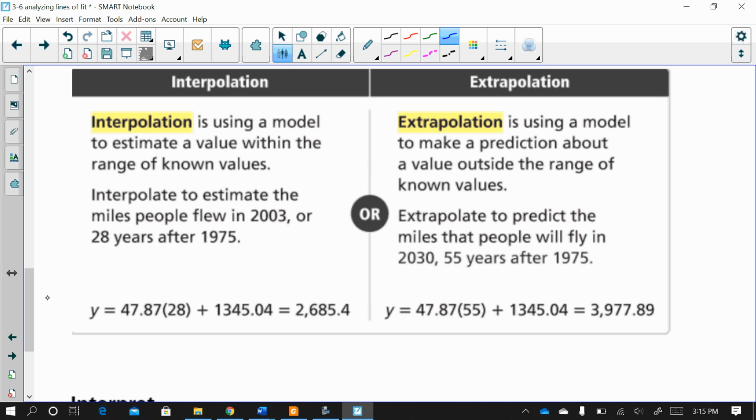Okay, if I want to estimate 2030, we're going to use extrapolation. It's outside the range of known values. So you just plug in those values. Big thing you got to be careful with is x is the years after 1975. So you would have to do 2003 minus 1975 and plug in 28. Same thing over here, you plug in 55.